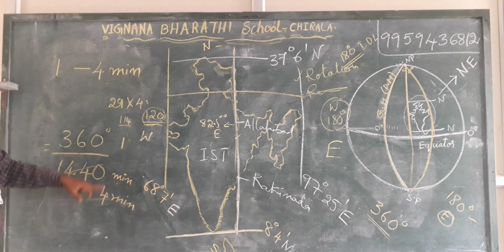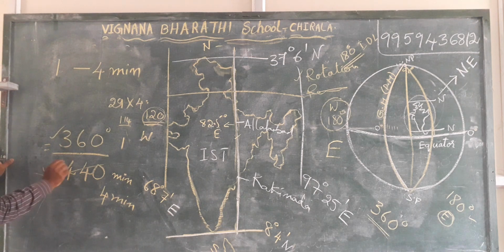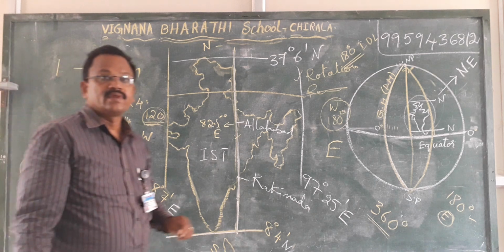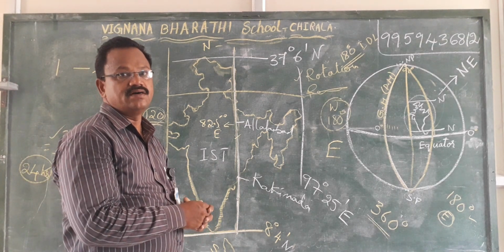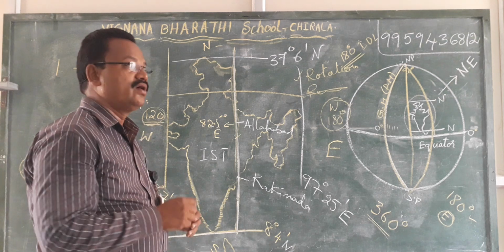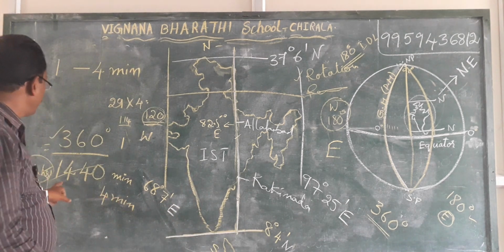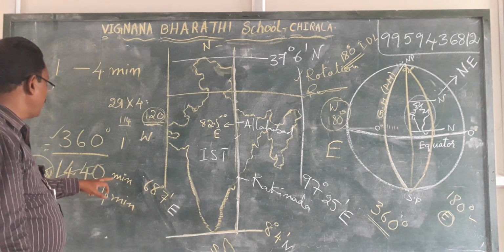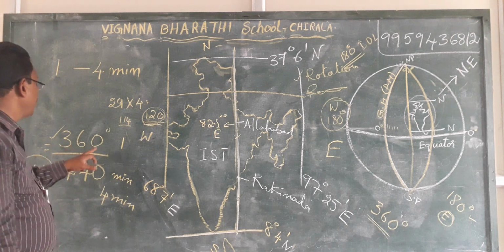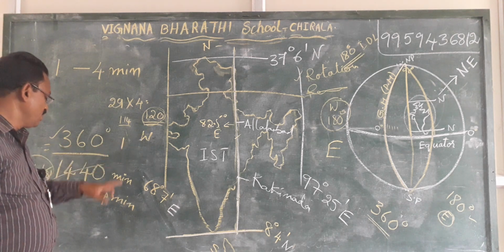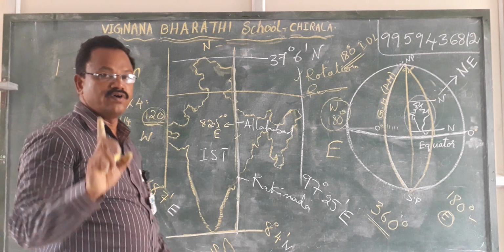Now, 4 minutes for each longitude. For 360 longitudes, that is 1440 minutes. This is nothing but 24 hours, that is 1 day. 1 day is nothing but one rotation of the earth, a single rotation, a single day of 24 hours. 24 hours made into 1440 minutes is for 360 longitudes. 1 degree, 4 minutes; 1 longitude, 4 minutes of time.